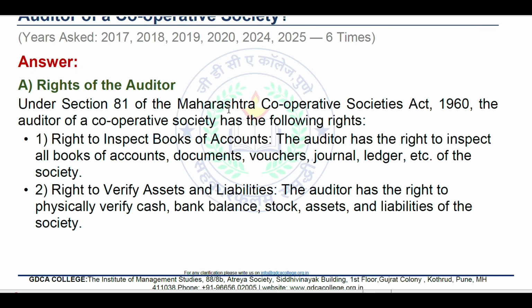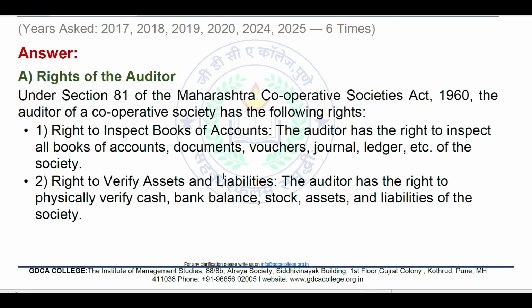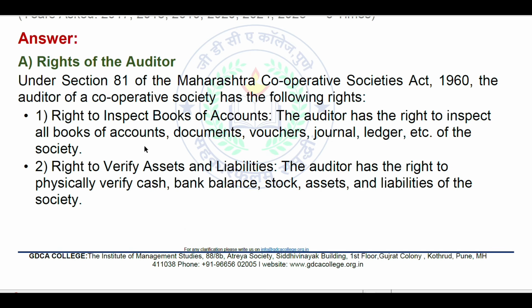Under section 81 of the Maharashtra Cooperative Society Act, that is MCS 1960, the auditor of the cooperative society has the following rights. Number 1, to inspect books of accounts. The auditor has the right to inspect all books of accounts, documents, vouchers, journals, ledgers, etc. of the society. Number 2, right to verify assets and liabilities. The auditor has the right to physically verify cash, bank balances, stocks, assets, and the liabilities of the society.